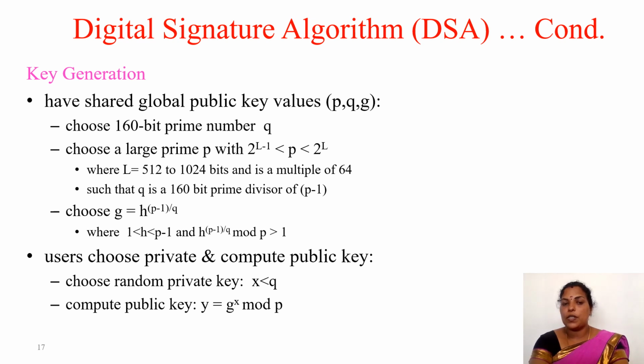Then we have to choose G equal to H^((P-1)/Q), where H lies between 1 and P minus 1, and H^((P-1)/Q) mod P is greater than 1. The user then chooses the private key and computes the public key. They choose a random private key X, always less than Q, and compute the public key Y equal to G^X mod P.